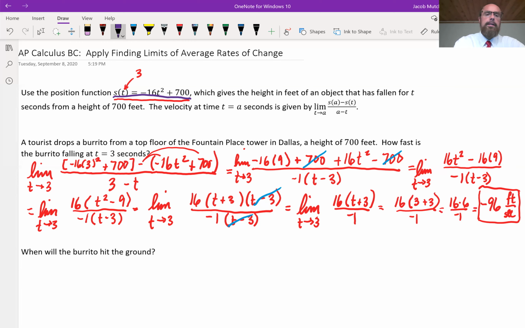So I'm going to replace the s of t, the y or the dependent part of that function, with 0. And I'm going to set that equal to the right-hand side, negative 16t squared plus 700. And if I can solve that quadratic equation, then I should have the time it takes for the burrito to hit the ground. Many different ways to solve that. I'm going to solve it by taking the square root, since I don't have a b term in this position function, so I'm going to subtract 700.